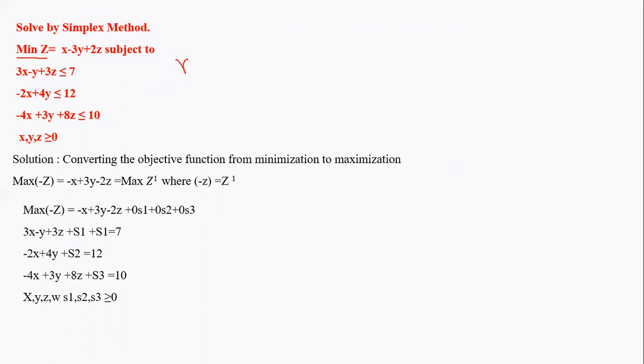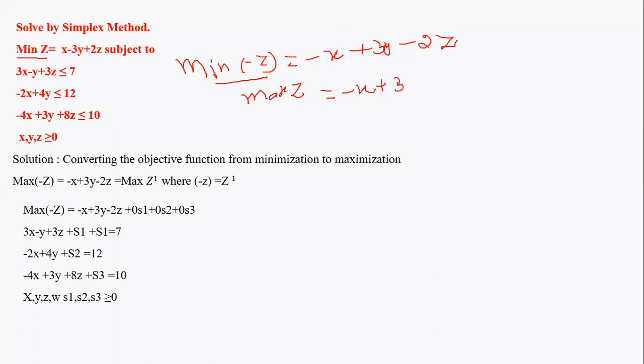So minimum z, you multiply with the minus sign. Then you will be getting minus x plus 3y minus 2z. This is the only change. So minimum of minus z, whatever you are getting, we call it maximize z. So the problem now remains the same. Maximize z is equal to minus x plus 3y minus 2z.